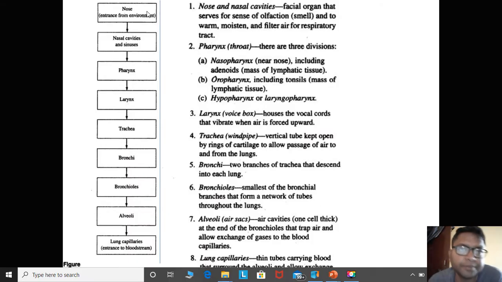The respiratory system can be explained through this diagram. Here you can see that from the nose the air enters the nasal cavities and sinuses, then goes to the pharynx, larynx, trachea, bronchi, bronchioles, alveoli, and finally to the capillaries, where the exchange of gases takes place.